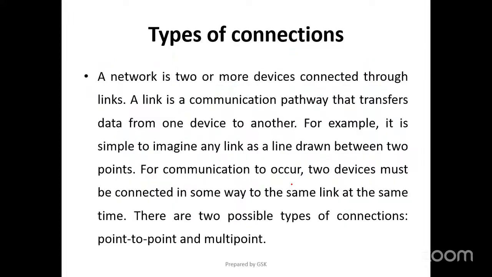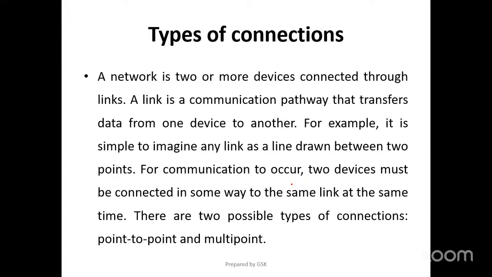Next topic is types of connections. We know that a computer network is a connection of various computer devices and network devices. Then how can we maintain the connections? How many ways do we have to maintain the connections between the devices, between the nodes? A network is two or more devices connected through links. Yes, we covered that. A link is a communication pathway that transfers the data from one device to another.